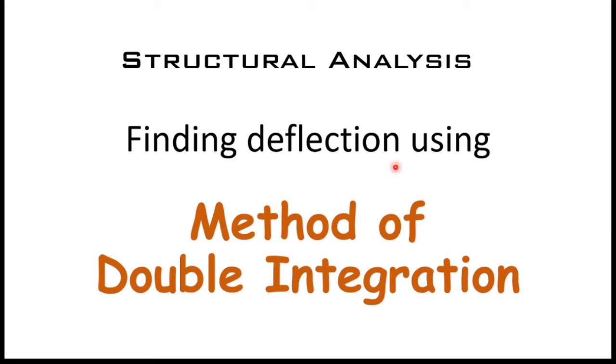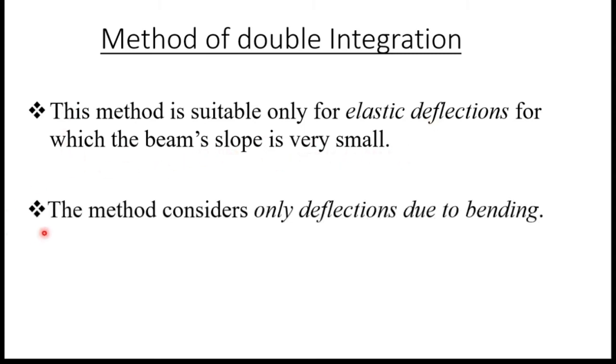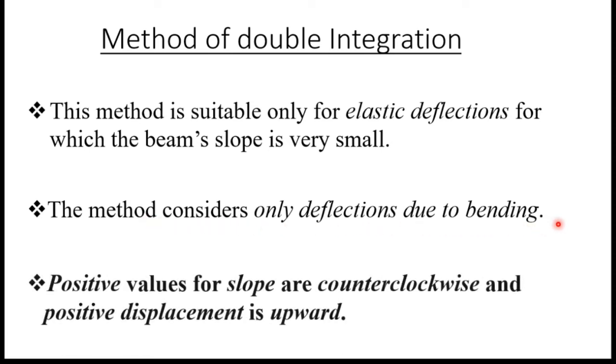Hello everyone. In this video I am going to show you how to find deflection using the method of double integration. This method is suitable only for elastic deflections for which the beam slope is very small. The method considers only deflections due to bending. Positive values for slope are counterclockwise and positive displacement is upward. This is the sign convention which we use for this example.